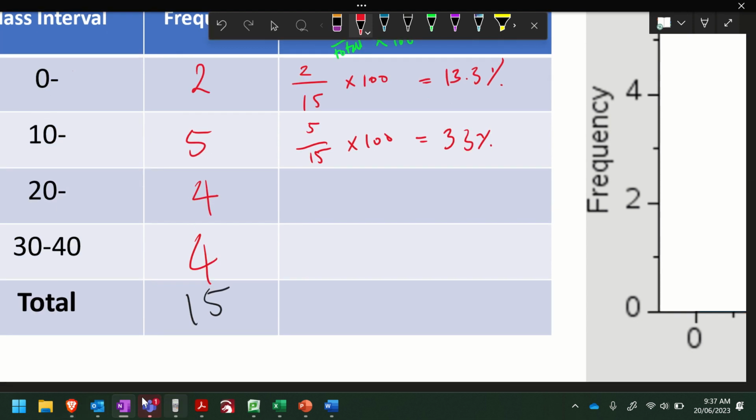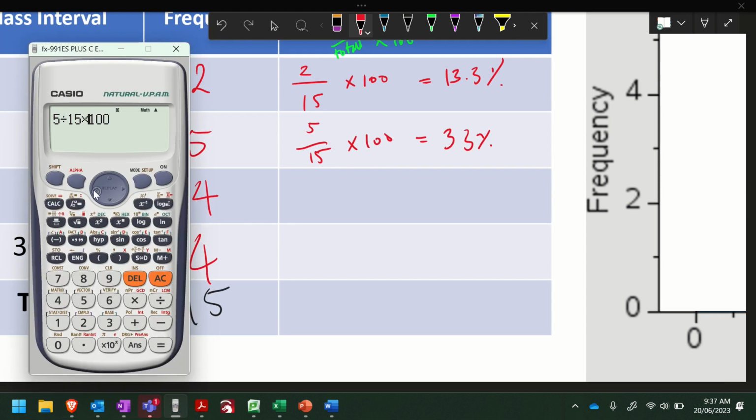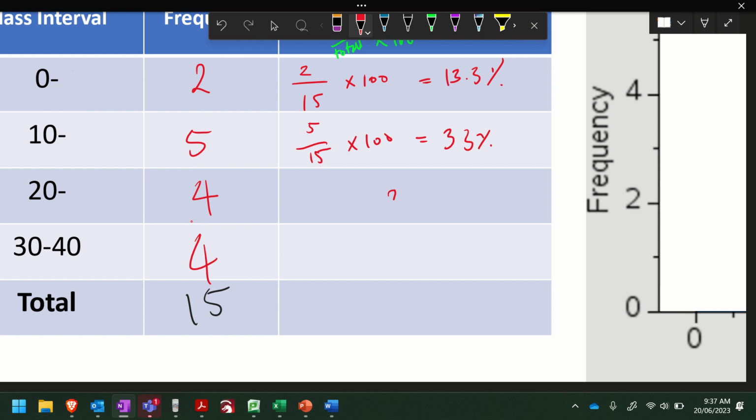Next one is 4, and the same with the other one after that. So it should be the same. Okay, and that would be 26.6. And it'll be the same for this because it's also 4. Okay, so you can go 4 over 15 times 100.